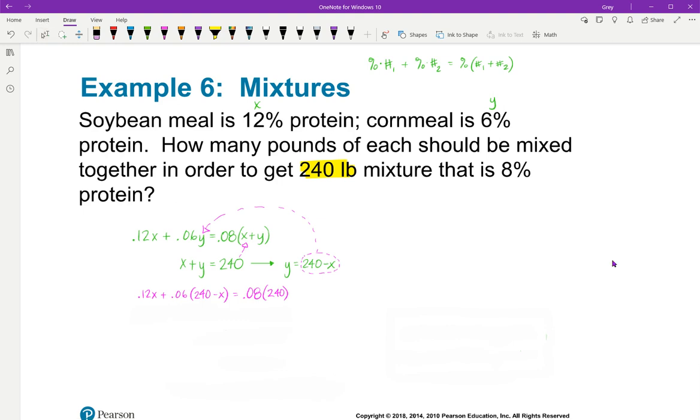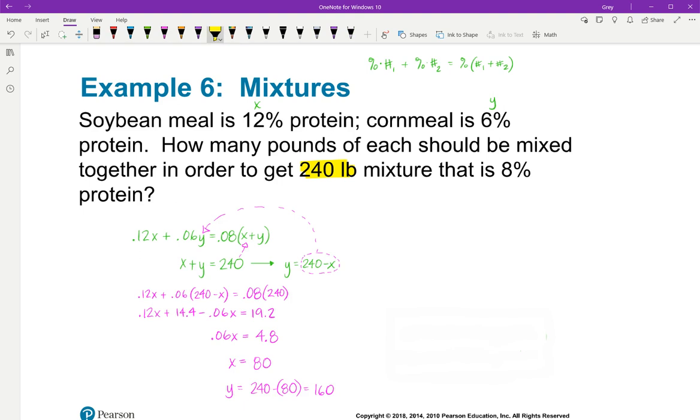Okay, so when you simplify that, you get 0.12x plus 14.4 minus 0.06x equals 19.2. Simplify things, I get 0.06x equals 4.8, and so x equals 80. Okay, x equals 80 means I'm going back up to where I solved for y. Y was equal to 240 minus x. X is 80, so y is equal to 160.